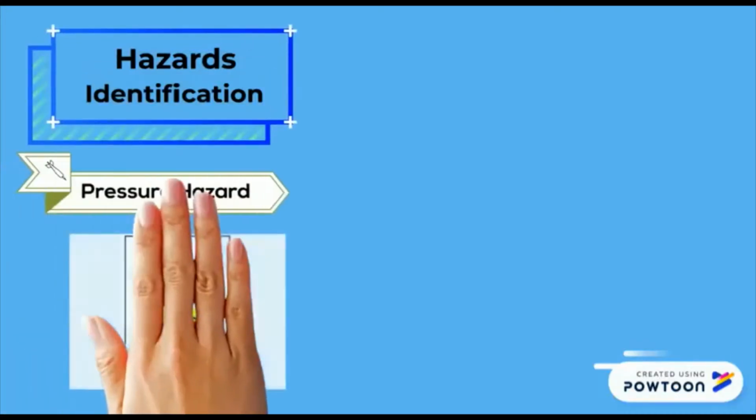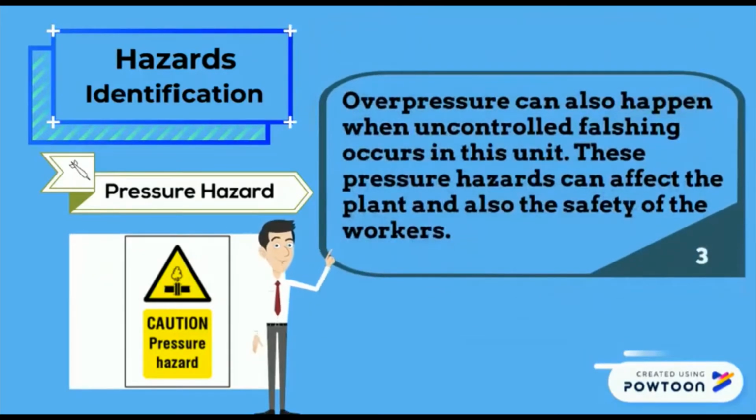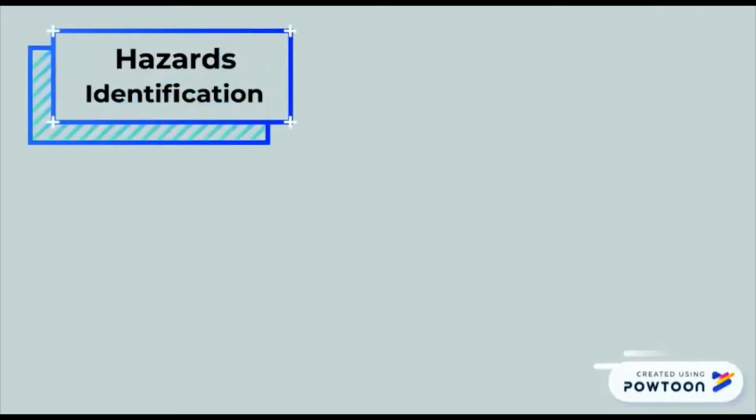Next, pressure hazard. The deviation of the pressure due to the failure of the expander can change the pressure entering the unit up to 4101 kPa, causing overpressure. Unit rupture might occur and a vapor cloud explosion might happen due to glycerol having a low boiling point. Next, uncontrolled flashing might also cause overpressure, and these pressure hazards can affect the plant and the safety of the workers.